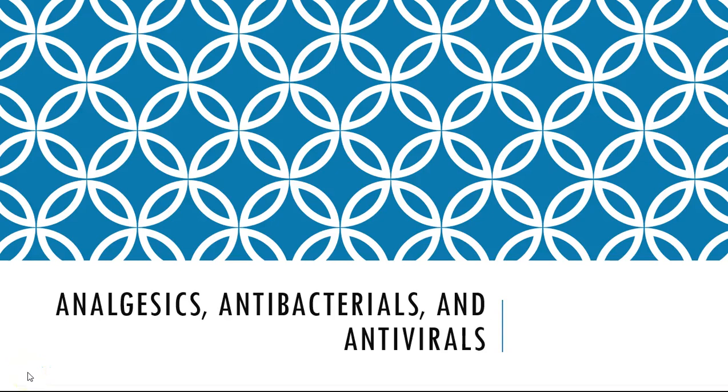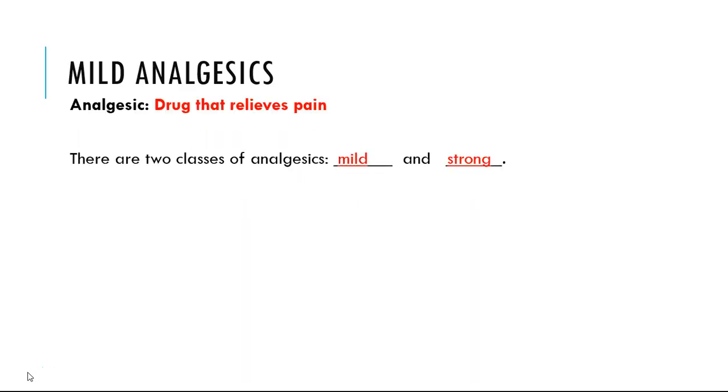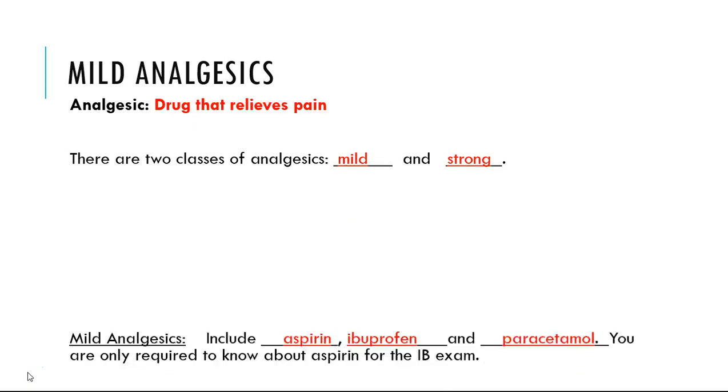Okay, so this is the lesson on analgesics, antibacterials, and antivirals. This is 11.2, but in the textbook it corresponds to D2, D3, and D5. All right, so when we talk about analgesics, these are just drugs that relieve pain. And there are two classes, mild and strong. So we're going to talk about mild first and then strong.